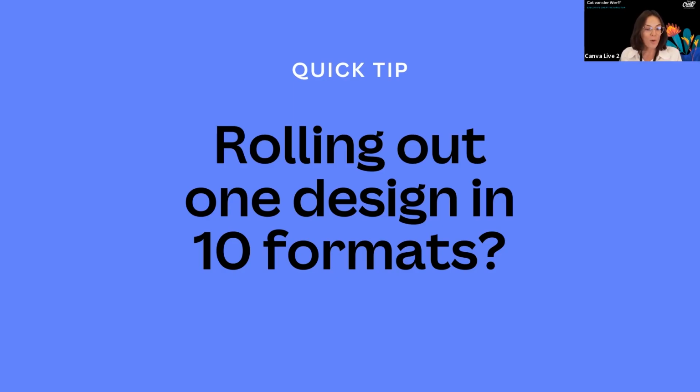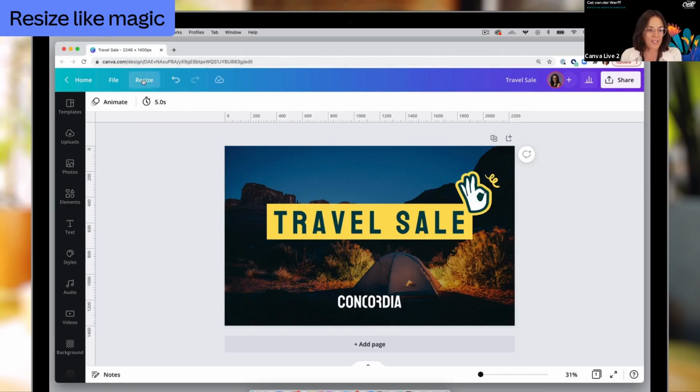Then we want to roll out one design into 10 different formats. That's going to take a while, setting up all the dimensions, but we do have a magic trick in Canva too. It's called Magic Resize.